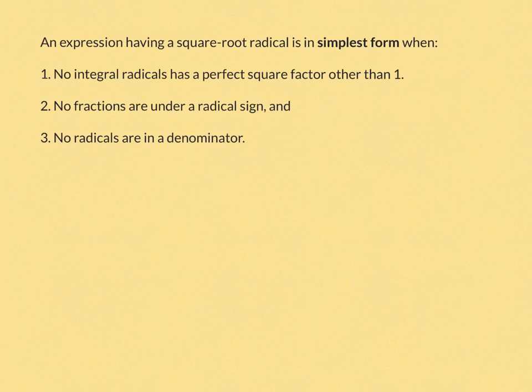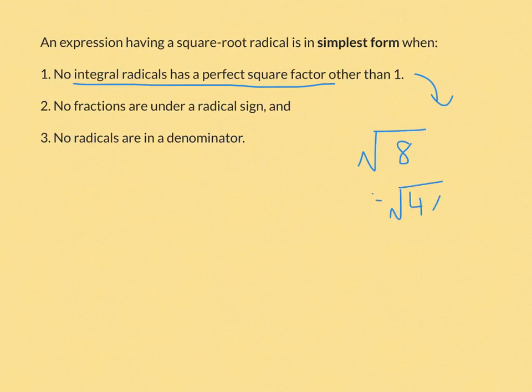Before we go, I would like to give you the rules for simplifying a square root radical. An expression having a square root radical is in simplest form when no integral radicals has a perfect square factor other than 1. For example, if you have square root of 8, it is not in the simplest form because 8 has a perfect square factor, which is 4, and this can be rewritten as square root of 4 times 2, so you can rewrite it as 2 square root 2, and now this number 2 only has 1 as the perfect square factor.